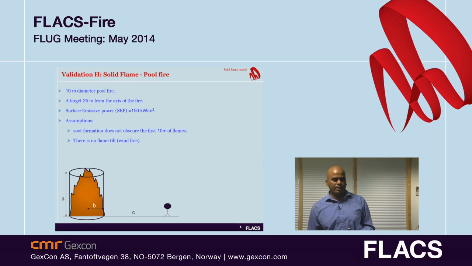In my first case, I have taken a pool fire with a 10-meter base diameter. Here the target is placed about 25 meters from the axis of the fire. The surface emissive power from this fire is assumed to be 150 kilowatt per meter square. This can be calculated from well-validated correlations available in the literature. The assumptions are that soot formation does not obscure the first 10 meters of the flames, and there is no flame tilt, which means it is a wind-free condition.